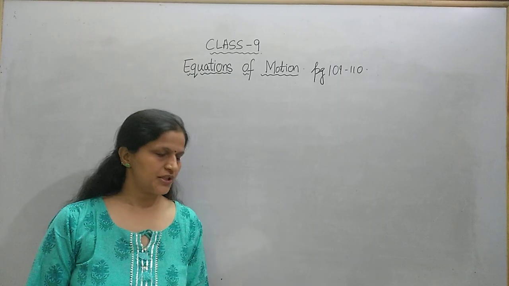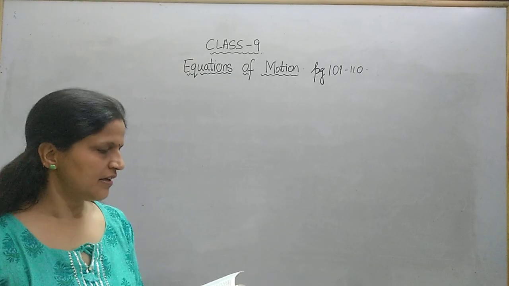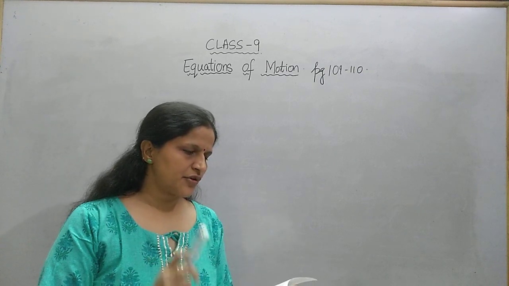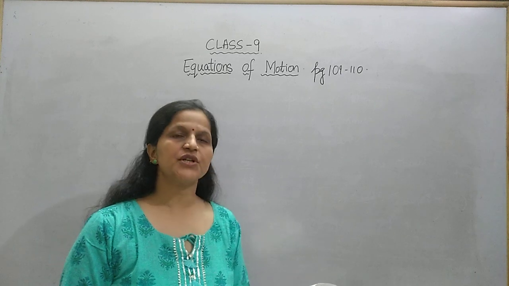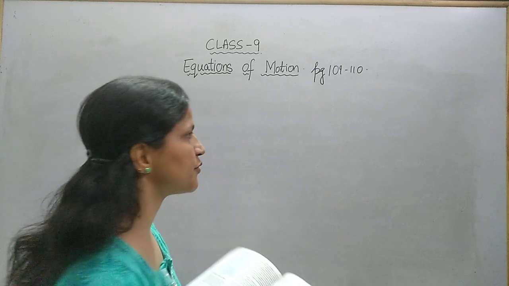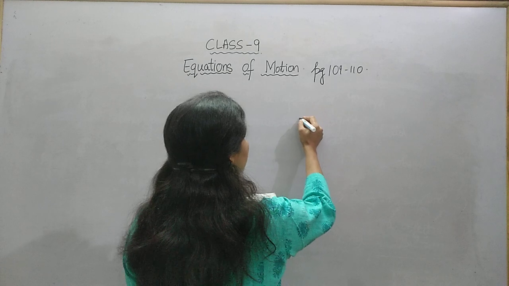Third in-text question on page number 110. It is asking you that a trolley while going down an inclined plane has an acceleration of 2 centimeters per second square. So there is an inclined plane.